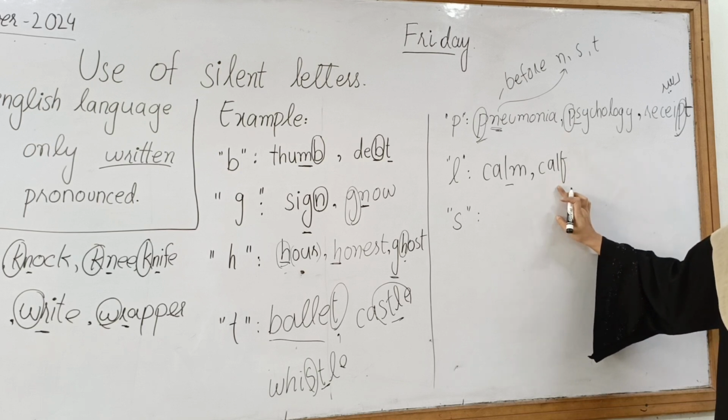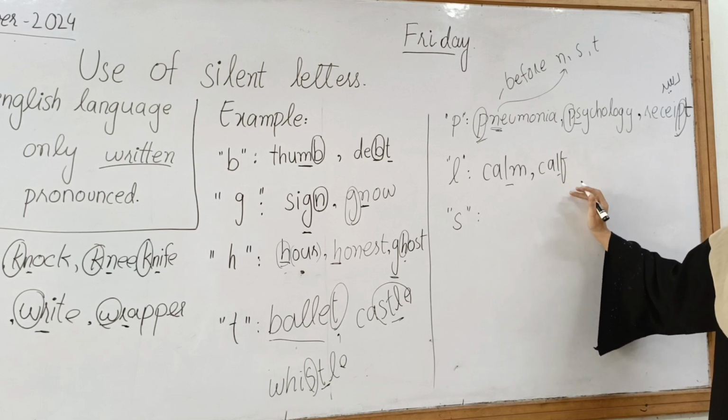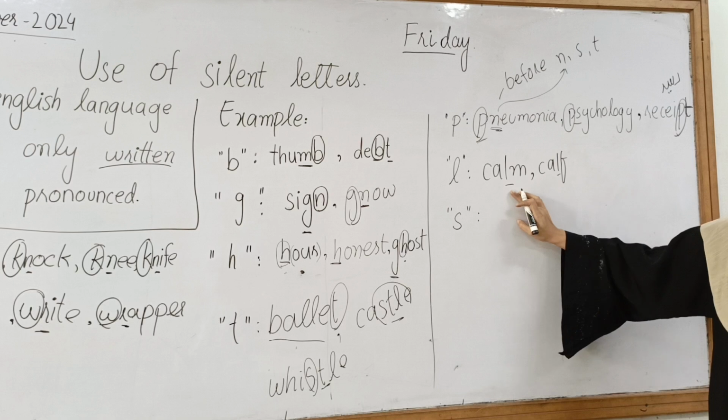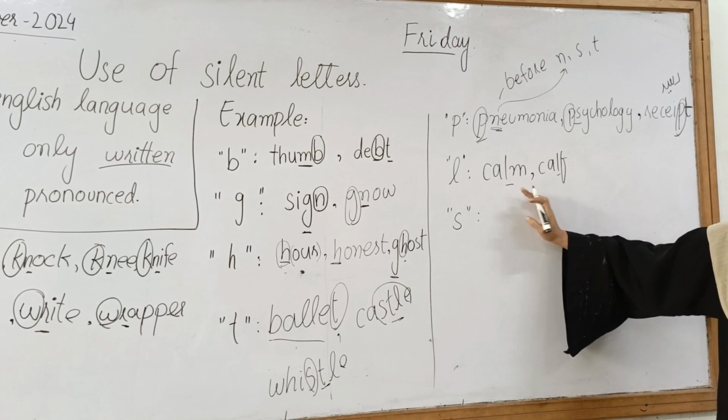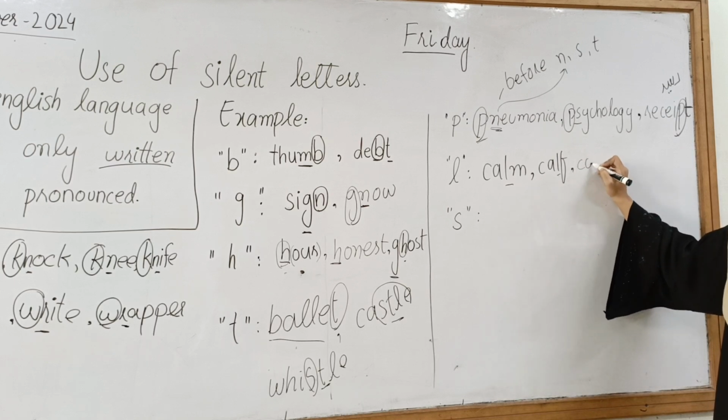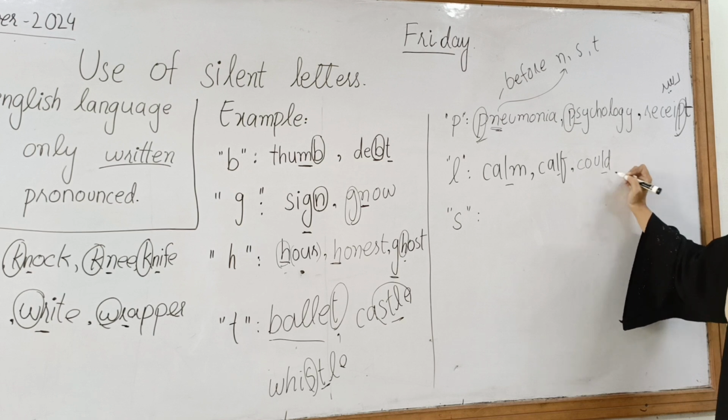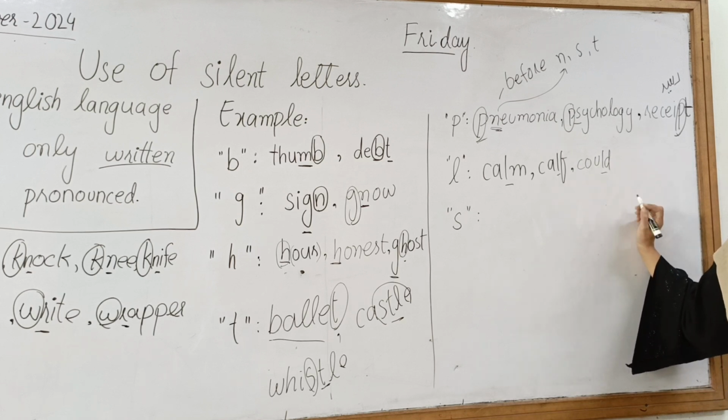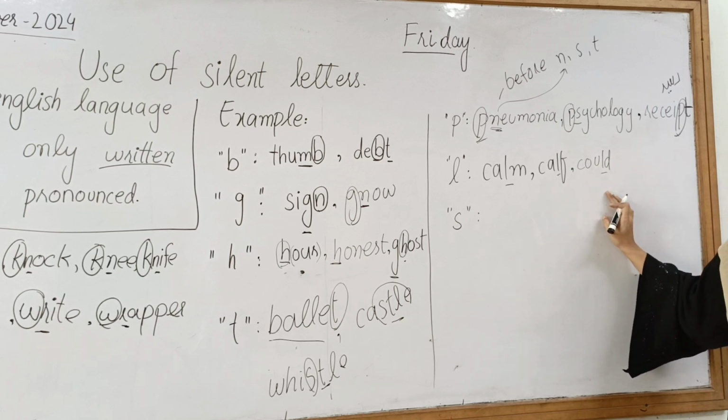It's calf, with the L silent. Calf is what we call the young of a cow. Calm means peaceful. And after that we have the word could. Could is the second form of can and it is pronounced without the L. Okay, just keep that in your mind.